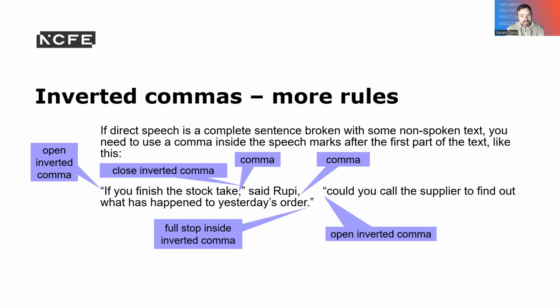Inverted commas, more rules. When direct speech is a complete sentence broken up by non-spoken text, you need to use a comma instead of a full stop after the first part of the speech, like this. Open inverted comma, if you've finished the stock take, comma, close inverted comma, said Rupi, comma, open inverted comma, could you call the supplier to find out what has happened to yesterday's order? Full stop, inverted comma. So you can see, when we're talking and adding non-spoken text, you've got a lot more inverted commas to be thinking about. So let's try this one then.